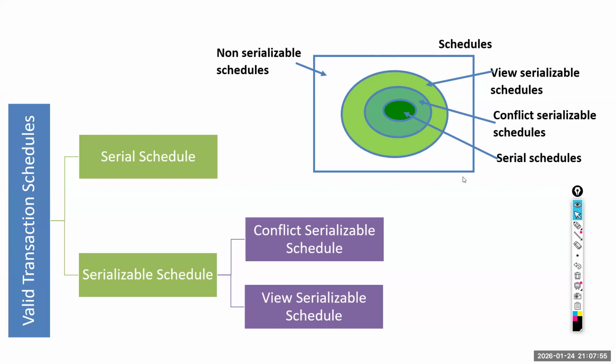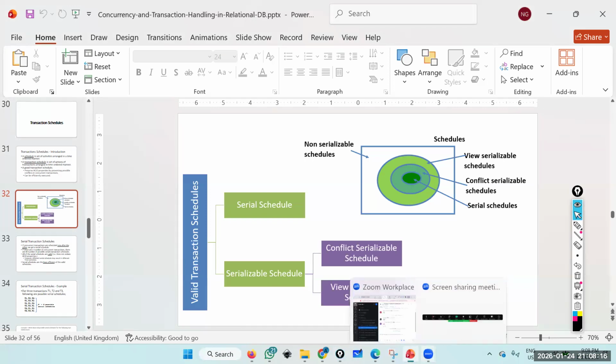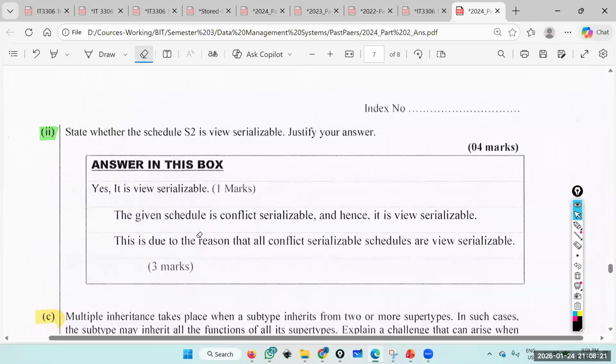So therefore, you don't need another schedule to compare. You need another schedule to compare only if your schedule is somewhere here. Then you compare it with another one here, using those three conditions, and then this becomes view serializable. Okay, I hope now you got it. Actually, I made a mess of that. Yeah, so this answer is perfectly correct.